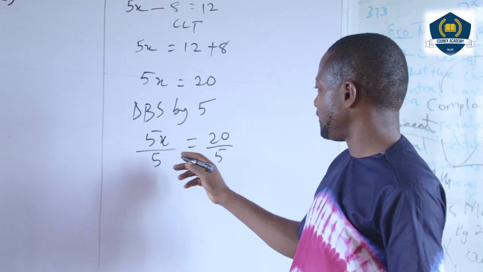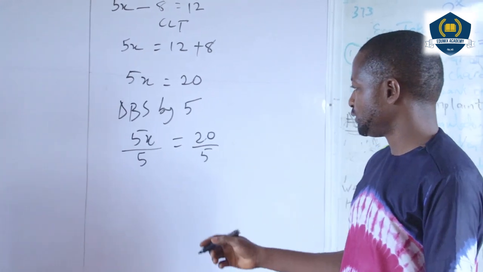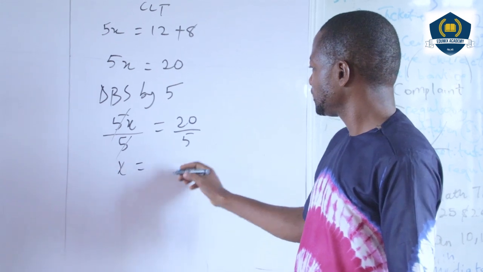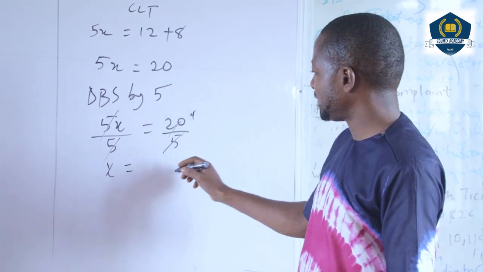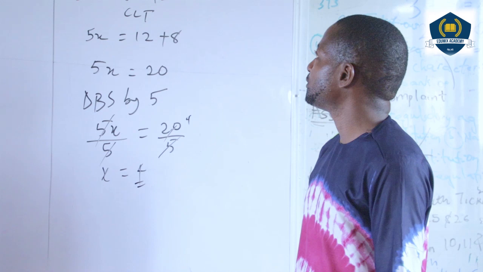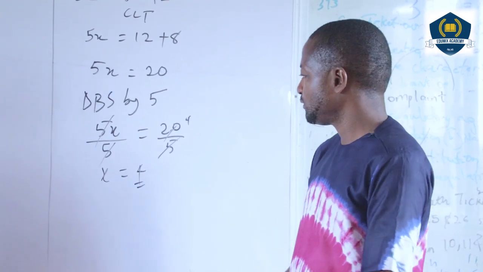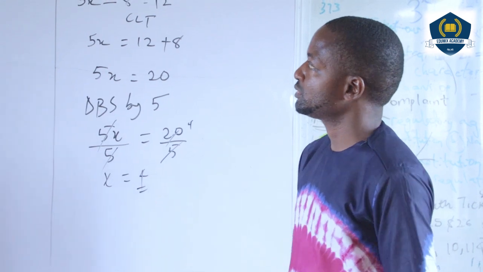That is, 5x divided by 5 is equal to 20 divided by 5 as well. So 5 cancels 5, remains x on the left. So 5 goes in 20 4 times. So x is equal to 4. So the value of x in that equation is 4. And that's our answer to that question.